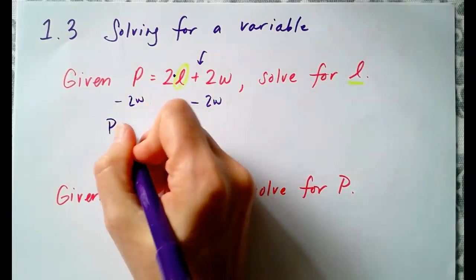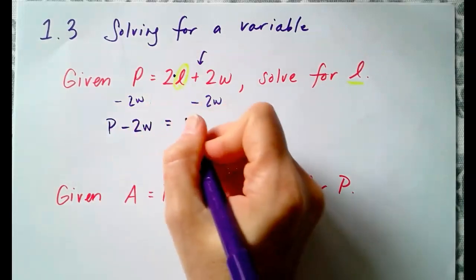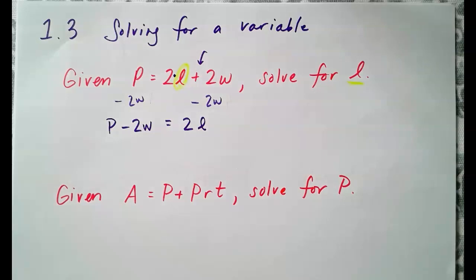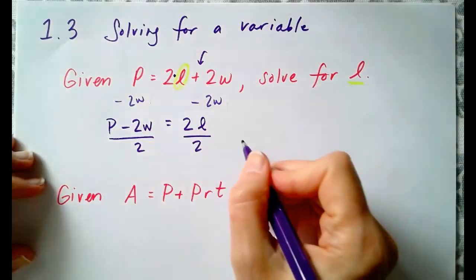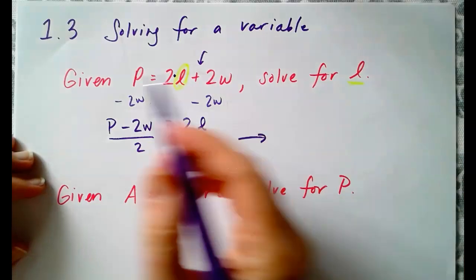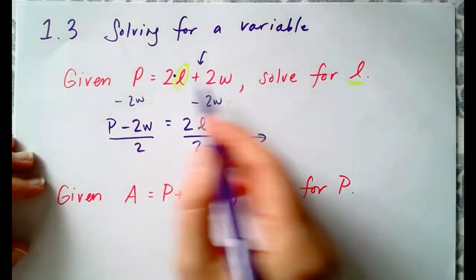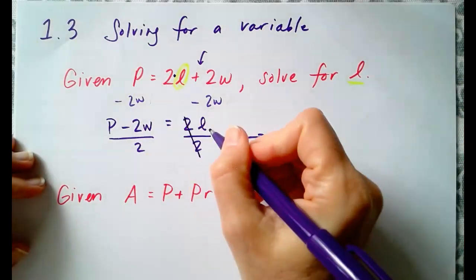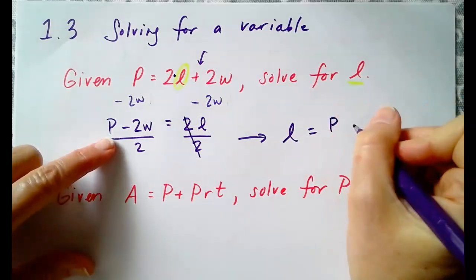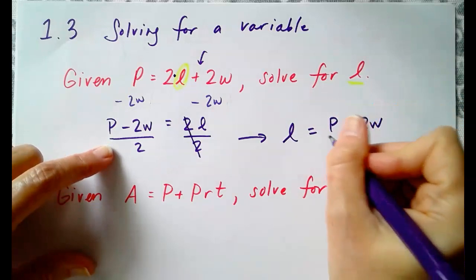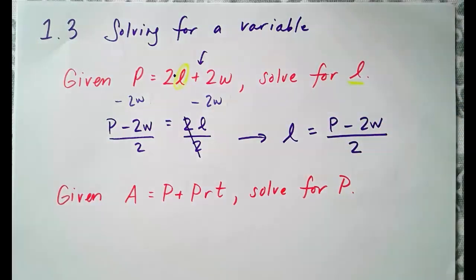So now we've got p minus 2w equals 2l. And the last step, the final inverse operation that we need to use to get the L by itself, is to simply divide both sides by 2. So we have transformed the perimeter formula for a rectangle. We've solved it for L. L equals P minus 2W over 2.